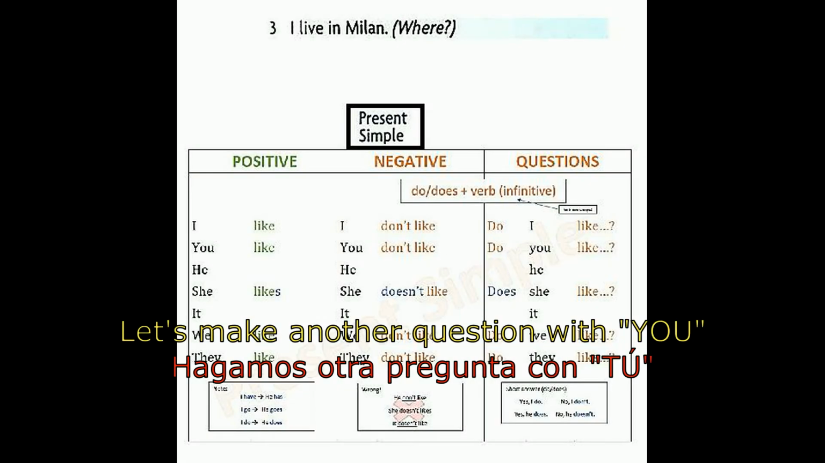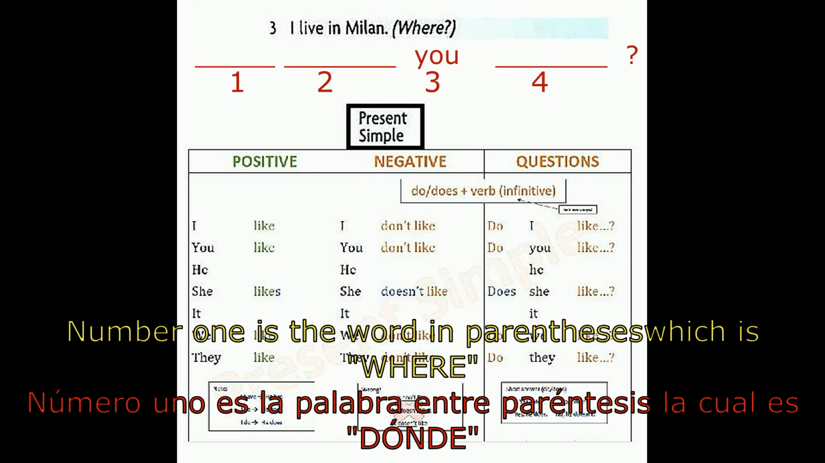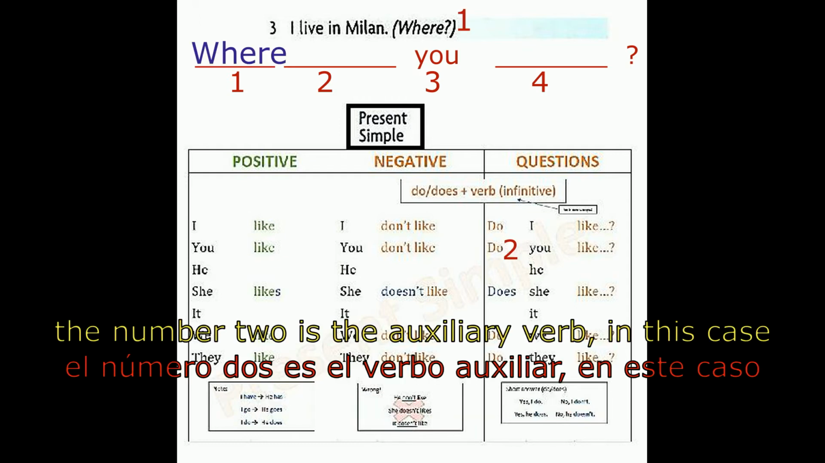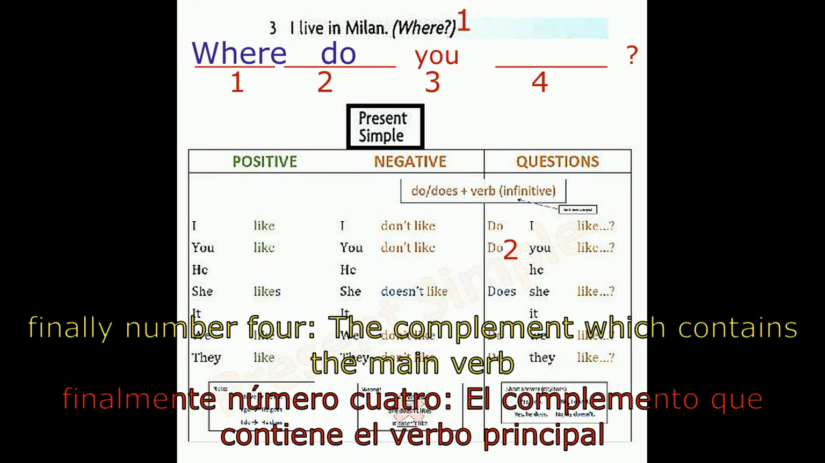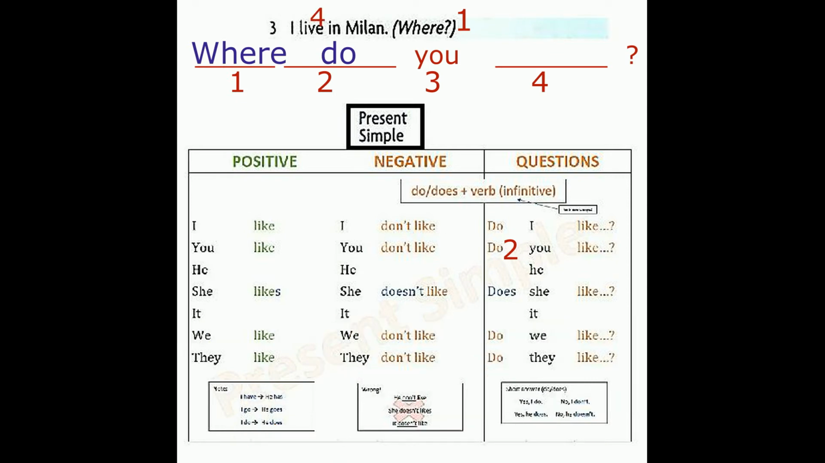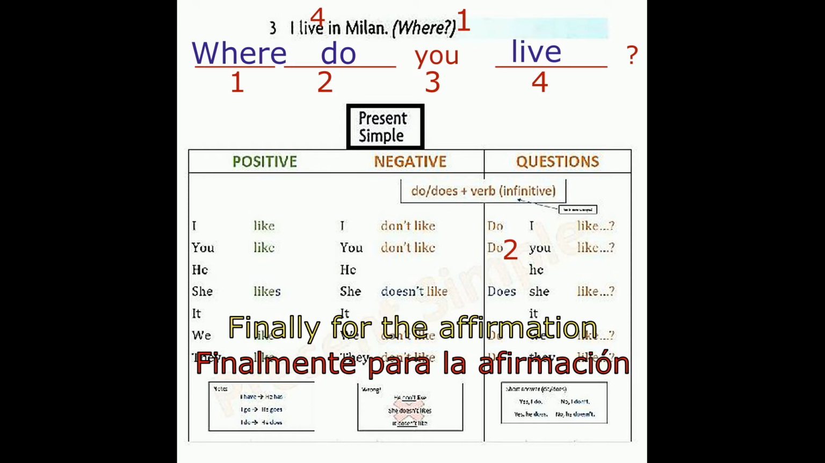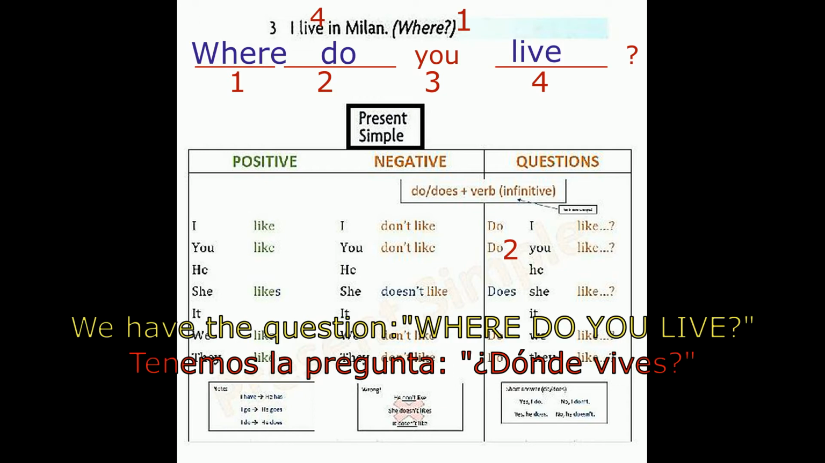Let's make another question with you. First of all, remember the 4 parts. The number 1 is the word in parentheses, which is where. The number 2 is the auxiliary verb. In this case, present simple has the auxiliary verb do. Finally, number 4, the complement, which contains the main verb. In this case, live. For the affirmation, I live in London, we have the question, where do you live?